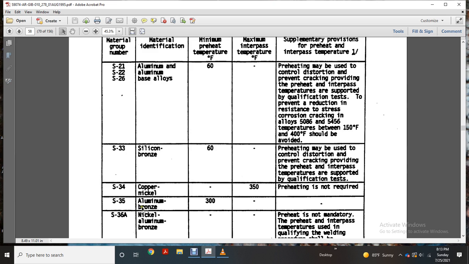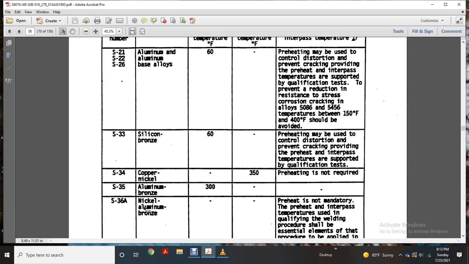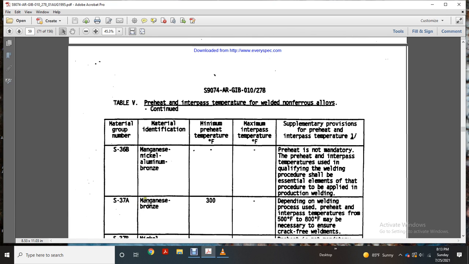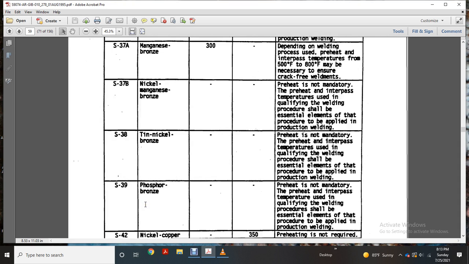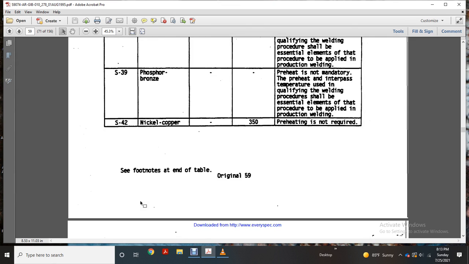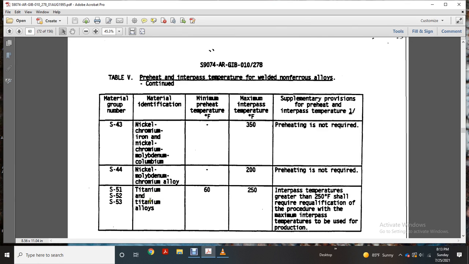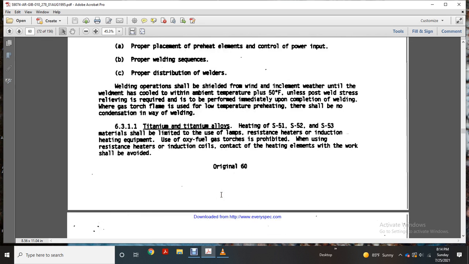Max temperature 350, S35 minimum temperature aluminum bronze 300, nickel aluminum bronze S36A, S36B magnesium nickel alloy bronze, S37A magnesium bronze 300 degrees Fahrenheit, S37B nickel bronze, S38 nickel bronze, S39 bronze phosphorus bronze, S42 nickel copper, S43 nickel chromium and nickel chromium molybdenum cadmium. Maximum 350. S44 nickel molybdenum chromium alloy 200, S51, 52, 53 titanium and titanium alloys, minimum temperature 600, maximum interpass temperature 250 degrees.